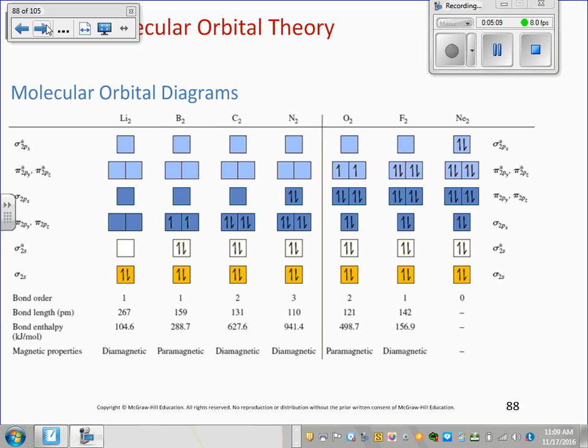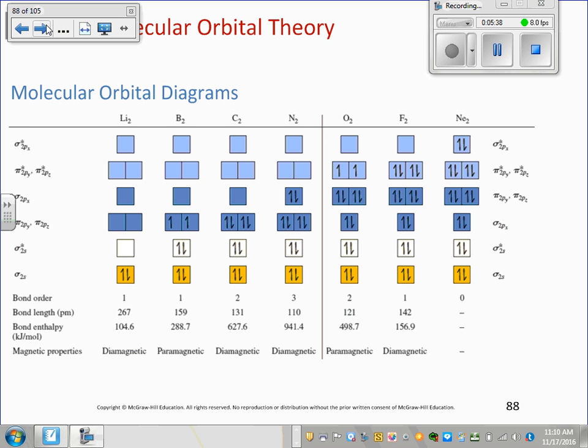Go to N2. Okay, nitrogen has 5. So if I put two nitrogens together, I have 10 electrons to put in, and that's how they go in. So I have 2, 4, 6, 8 in bonding orbitals minus 2 in antibonding, which is 6 divided by 2. So it's a bond order of 3, so that's even more stable. None of them are unpaired, so N2 is diamagnetic.